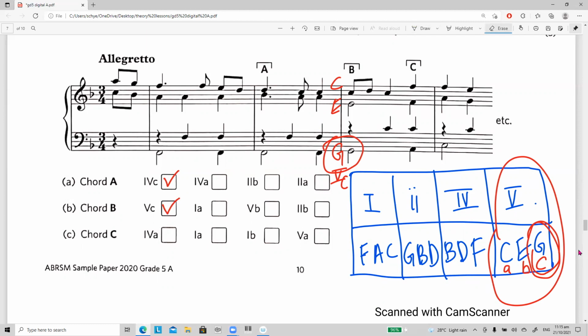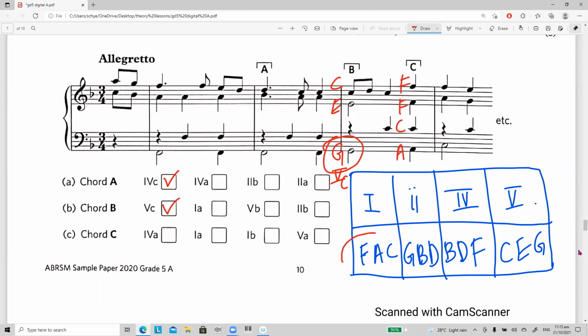Okay, next one. Okay, this is A, C, F. So chord F, A, C is chord 1. So this is chord 1. And then this is position A, B, and C. The lowest note here is A. So in this case, this is position B. So from here, you can take 1B.